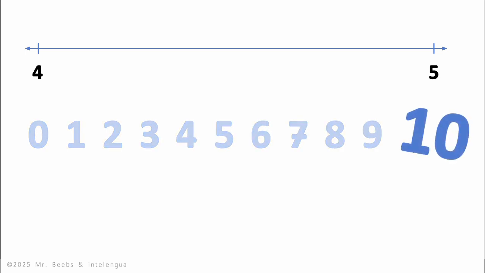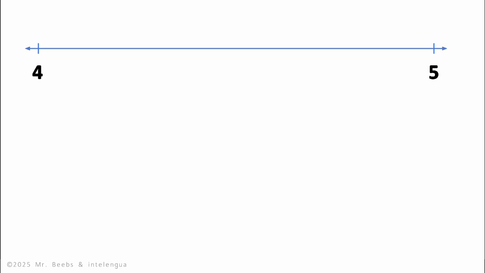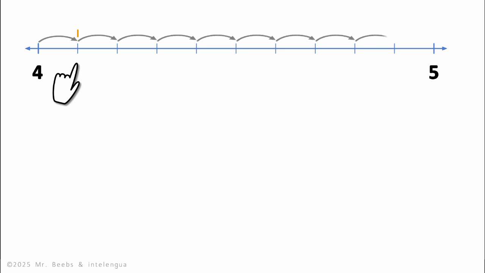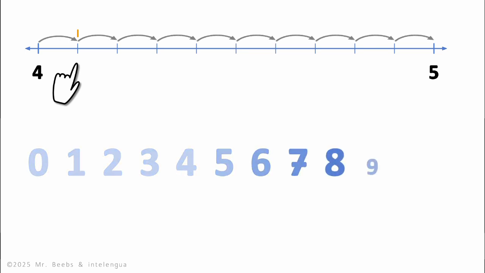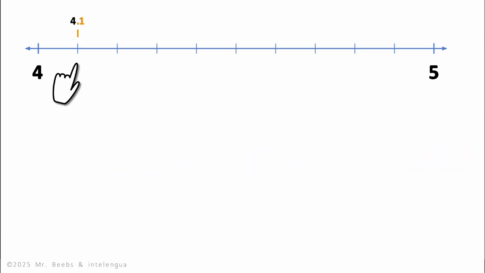Think about it. How far apart are 4 and 5? Exactly 1. In other words, on the number line it takes exactly one whole jump to go from 4 to 5. What should we do to figure out the decimal number in between? Well, all we need to do is divide one whole jump into 10 tiny jumps. Did you catch that? How many tiny jumps between 4 and 5? 10. And now we have a decimal number.